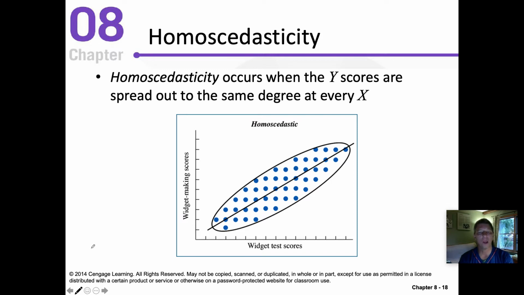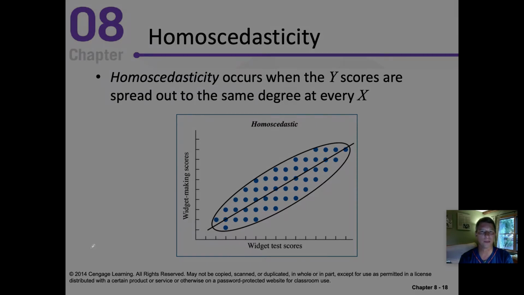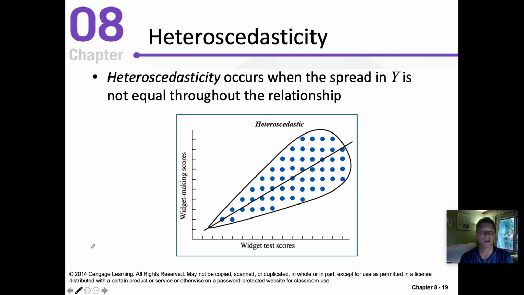So this illustration shows a homoscedastic data set, and this occurs when the y scores are spread out to the same degree at every value of x. Now, you may say to yourself, oh yeah, that should happen all the time. But that's not true, because there are also great examples of heteroscedastic data. And this is an example here.